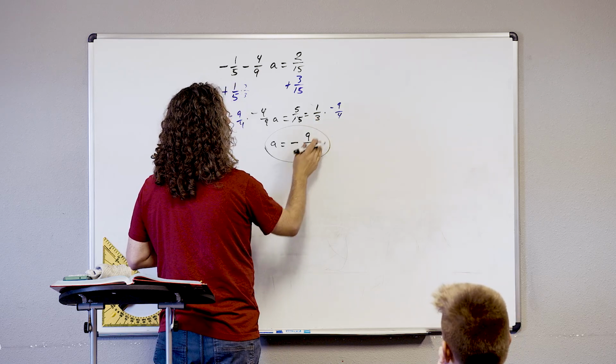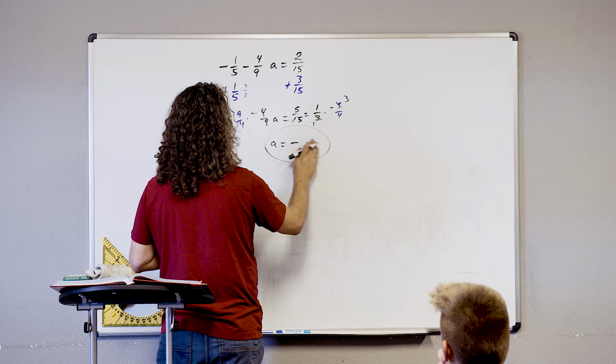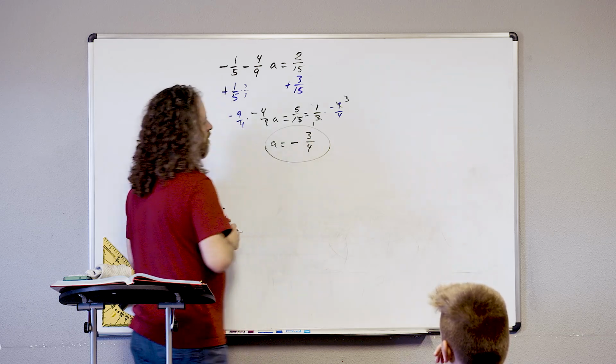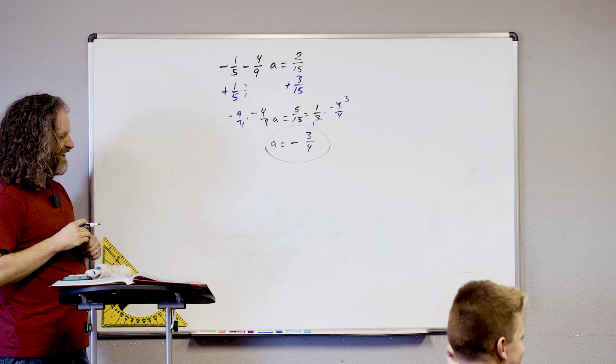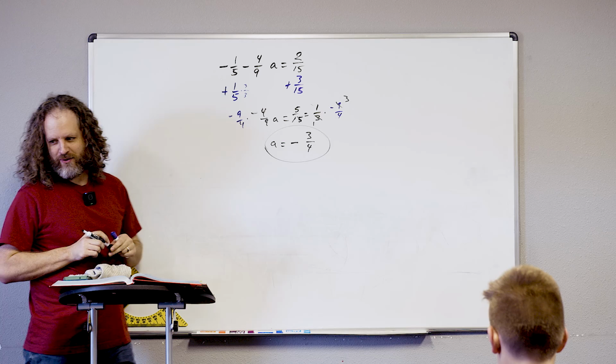So 9. So we can pre-reduce to 1 and 3, and it turns into negative 3/4. Yeah, I got 3/4. If you got 3/4, that's wrong. But if you got negative 3/4, that's accurate. Negative. Good job. So proud. Oh, man. What other questions, kiddos?